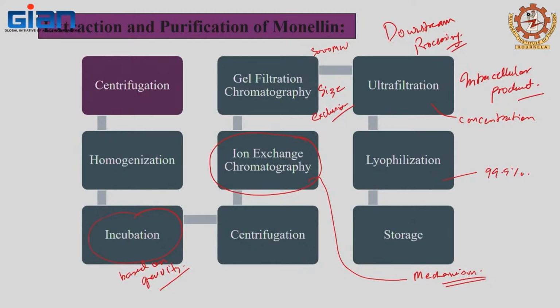For API we are going to use a lyophilization system, India's model lyophilization. We have the capacity to lyophilize 200 liters at a time, and after the lyophilization we can get the API, which can be further stored and used for the next purposes.